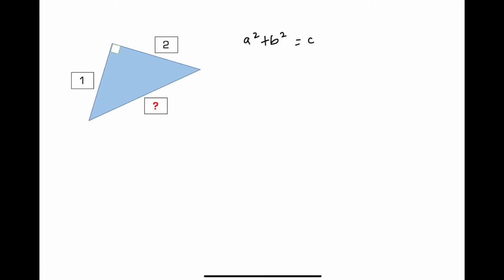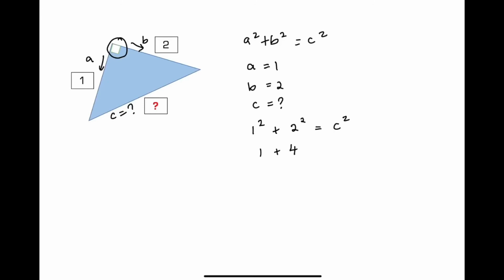First we write our equation and then we identify the right angle. And from there we can know our a and our b and also our c. So in this case, a equals 1 and b equals 2. And we need to find c. Putting a and b into the formula, we can solve for c. After square rooting 5, we will get the value of c.